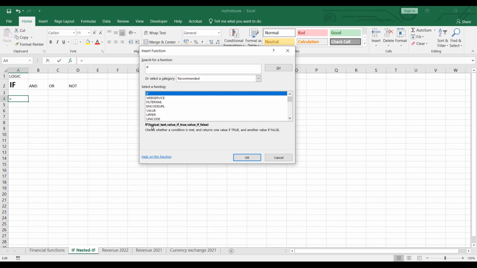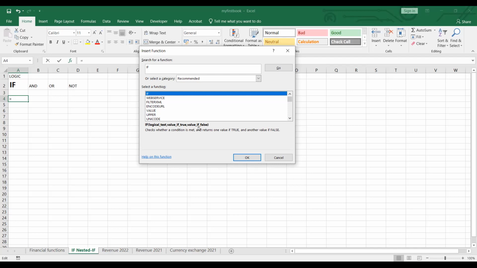So this function has 3 arguments together. The first argument is called logical test. The logical test is a condition we have to test. When the result matches your condition here, it will display the value if true. The value if true can be a lot of things: numbers, text, another condition, or another IF inside as well.